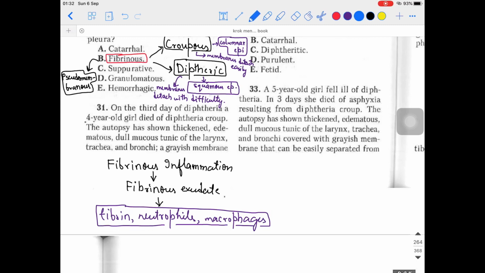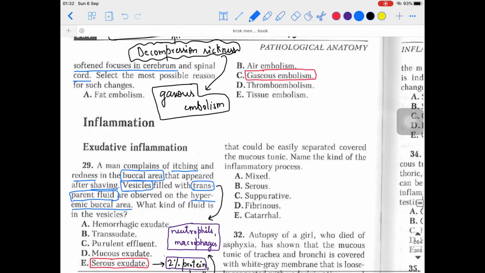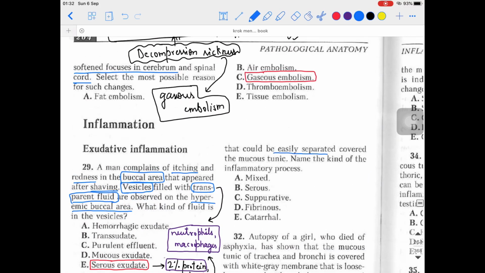On the third day of diphtheria, a 4-year-old girl died of diphtheria croup. So this poor girl died of diphtheria croup. Autopsy showed thickened, edematous, dull mucous tunic of the larynx, trachea and bronchi, with a grayish membrane that could be easily separated, covered with the mucous tunic.